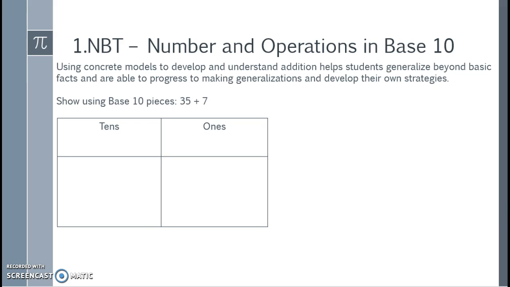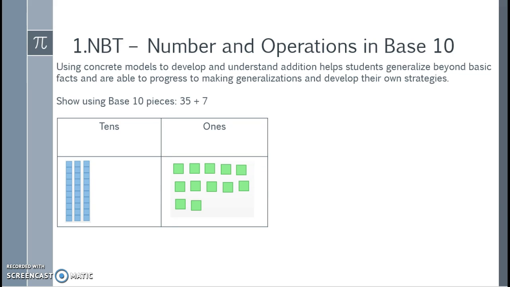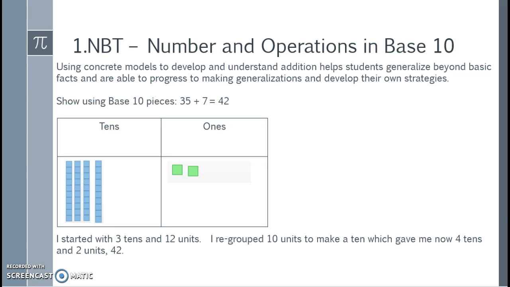Show using base 10 pieces 35 plus 7. 35 is 3 tens and 5 ones, and 7 is 7 ones by itself. Aha, I see that I have enough ones to make a 10. So I'm going to group together 10 ones to make a group of 10, which then leaves me with 4 tens and 2 ones. So I started with 3 tens and 12 units. I regrouped 10 units to make a 10, which gave me now 4 tens and 2 units, so 42.